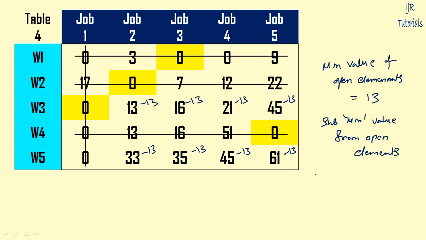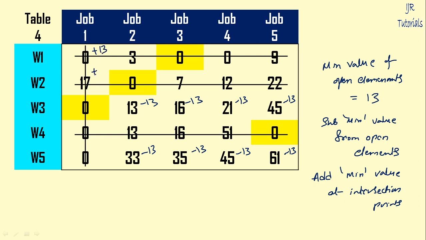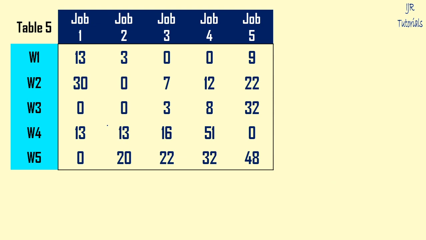After completion of subtraction, add the minimum value at the intersection point. See what is the intersection? Here, this is the intersection point, so we have to add this minimum value, that is plus 13. This is one more intersection, plus 13. Here also one more intersection. So after addition and subtraction, we get a new table. This is table 5 like this.